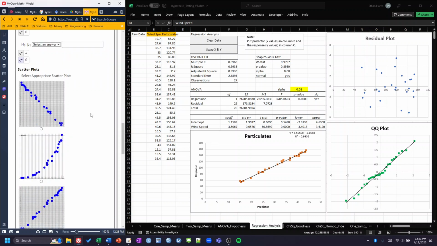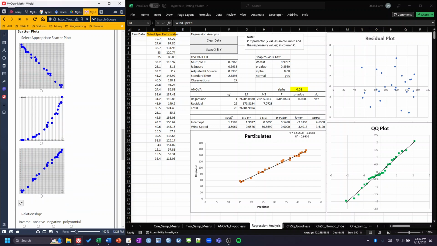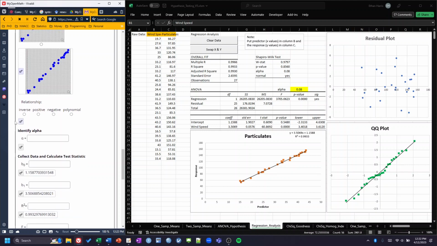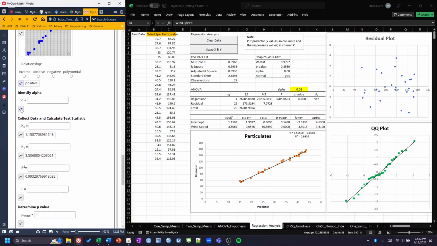We need to select the appropriate scatter plot. So if we look at the scatter plot, this was our scatter plot. And so this is the correct response right here. And the relationship here is going to be a positive response because it is going from low left to high right. If it went high left to low right, that would be negative. And if it was flat, it would be like neutral, and inverse and polynomial are just there to throw you off. Okay, so identify alpha, 0.08.